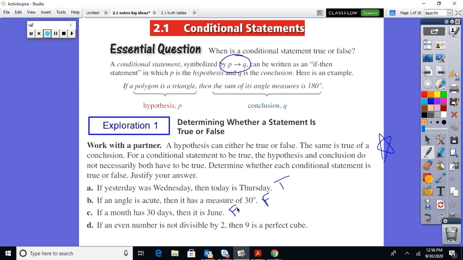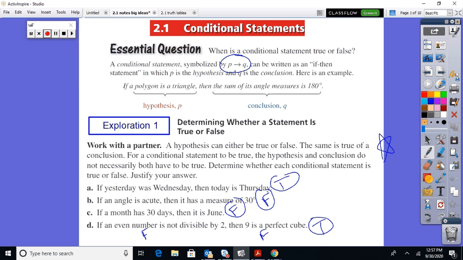If an even number is not divisible by 2, all right, now this one's tricky, then 9 is a perfect cube. So check this out. The hypothesis is false if an even number is not divisible by 2. So this is a difficult concept we'll talk about in class. So then let's look at the conclusion. Then 9 is a perfect cube. Well, that's false also. So when you have a false hypothesis and a false conclusion, this actually produces a true conditional. So true, false, false, and then true on this one.